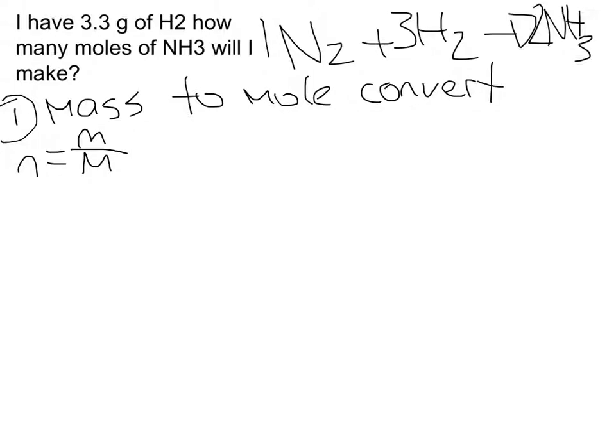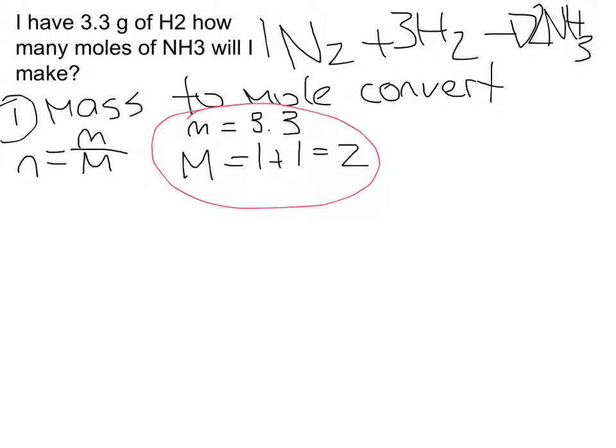Now m in this case equals 3.3, my little m. My big M, my molar mass: H2 is made up of 2 atoms of hydrogen. Each atom of hydrogen has a molar mass of 1, so 1 plus 1 equals 2. So now I've got that, and I'll just circle that so you know it's all related. Let's finally fill it in over to the right.